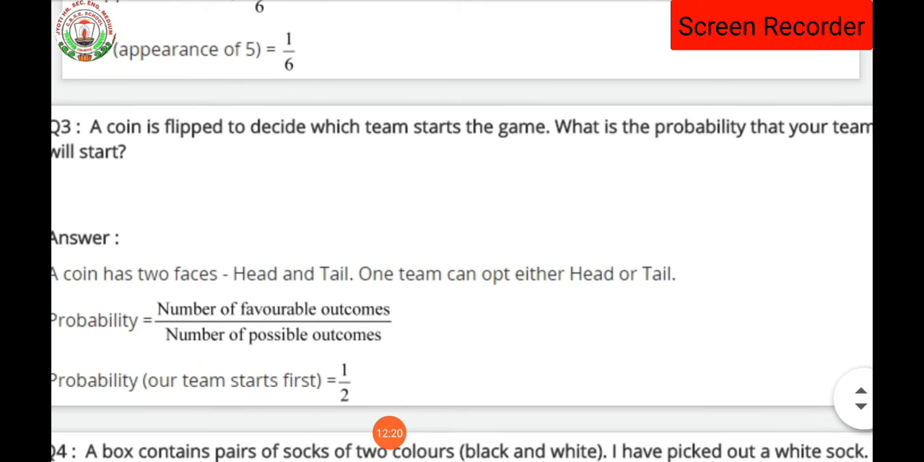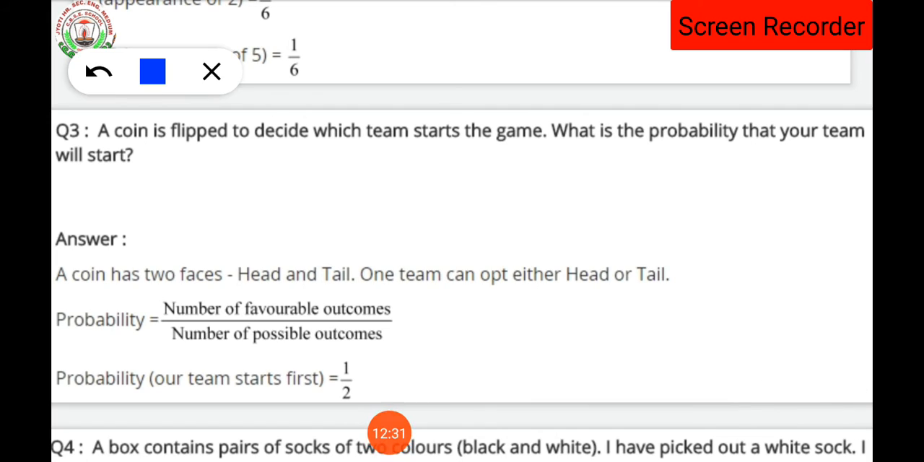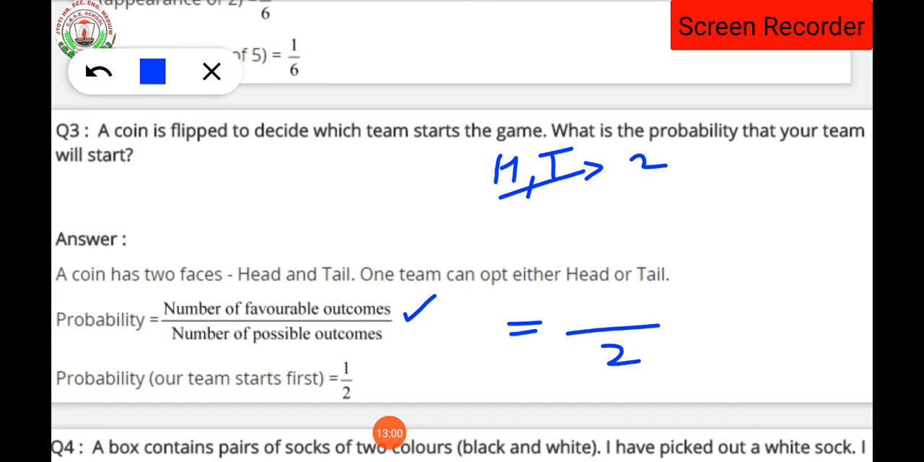A coin is flipped to decide which team starts the game. What is the probability that your team will start? So as you know, when you toss a coin up in the air, either head will come or tail will come. Any one will come, isn't it? So these are how many? 2 things can be possible. So total is 2. The formula for probability is number of favorable outcomes upon total number of outcomes. So in the denominator, as 2 things can come while tossing a coin, either head or tail, the total number of possible outcomes is 2.